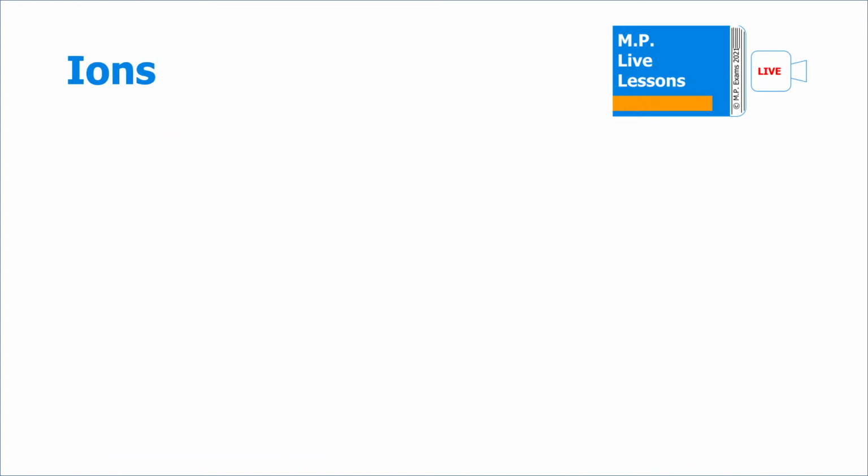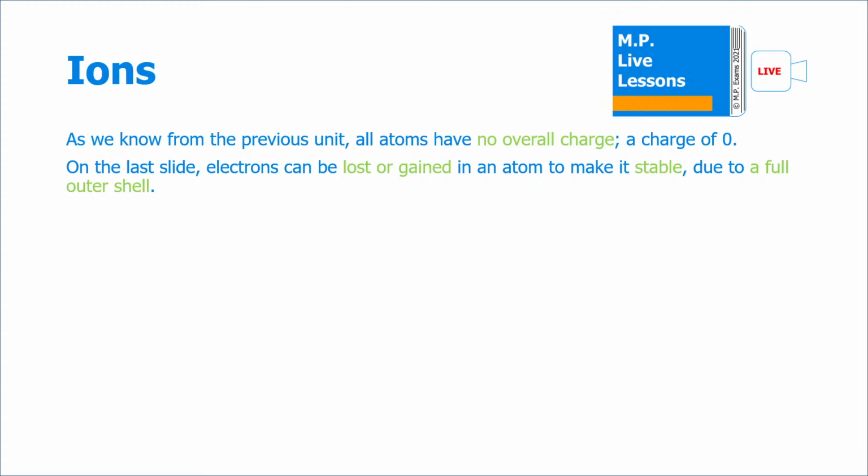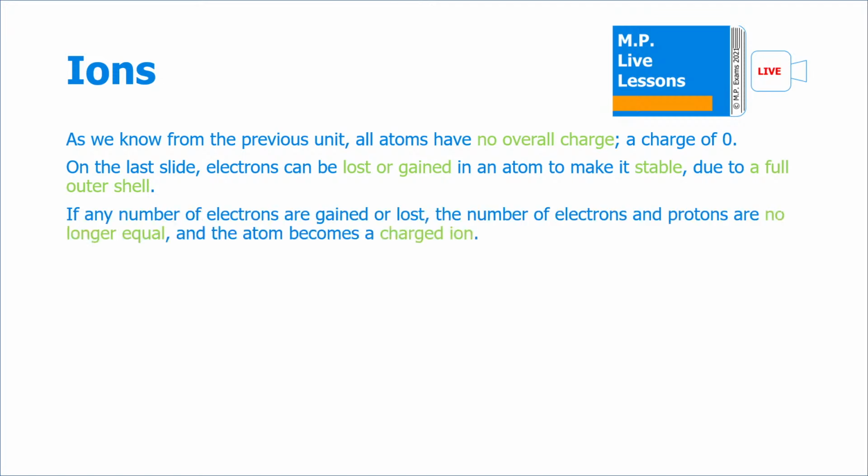Before we understand ionic bonding, we need to look at ions. Ionic bonding is a way to transfer electrons, or lose or gain them. Now remember, usually atoms have no overall charge, a charge of 0, so the same number of protons and electrons. On the last slide, electrons can be gained or lost to make it stable because they'll then have a full outer shell. Now, if any number of electrons are gained or lost, the number of electrons and protons aren't the same anymore. So the atom becomes charged and it becomes an ion.